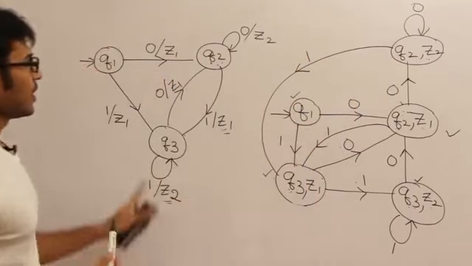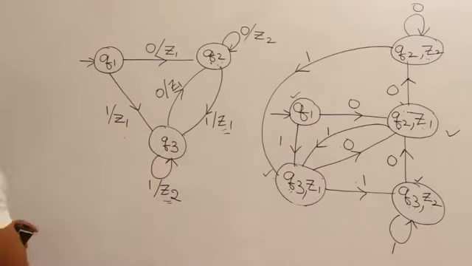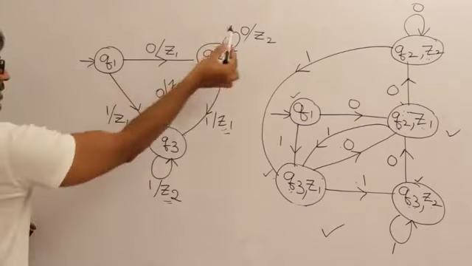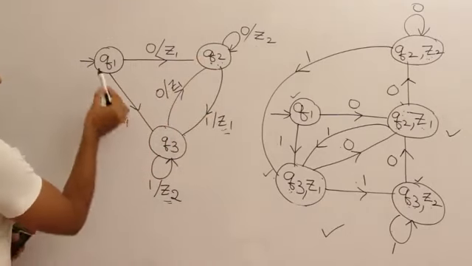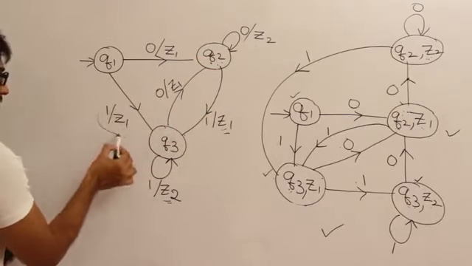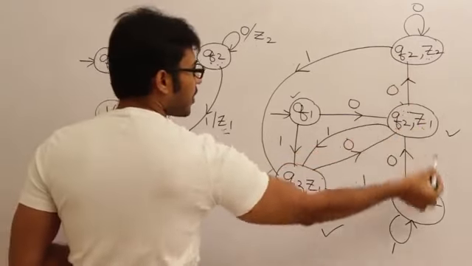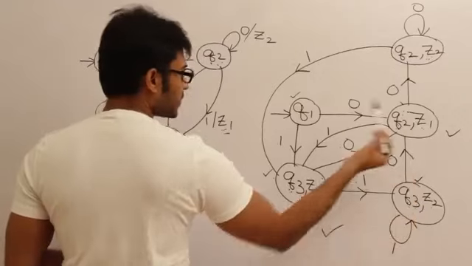So this is how a Mealy machine can be converted to Moore machine. So in the Mealy machine, initially all the states are not having the outputs and only transitions are having the outputs, but in the Moore machine all the states have got the outputs associated with them.